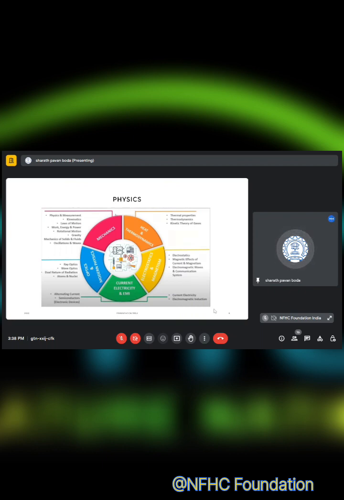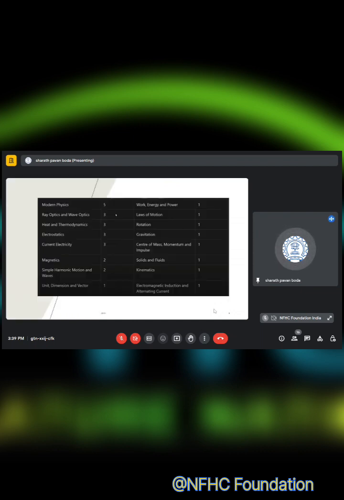I will also send a small PDF of these slides, so that you can get to know which subjects and which topics need to be covered while preparing for JEE Mains and JEE Advanced. These are the major topics for physics which you need to learn in the 2-year period, and this is the complete blueprint of the number of questions that come in JEE Mains and JEE Advanced.